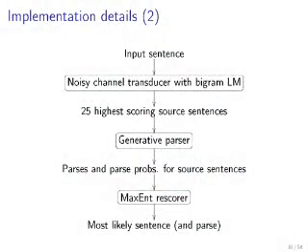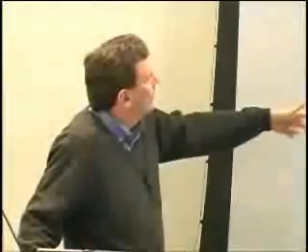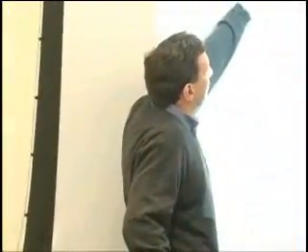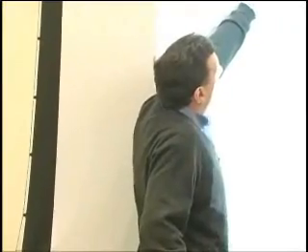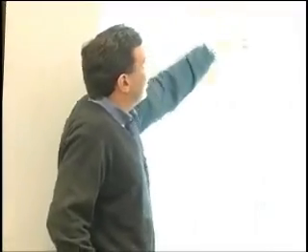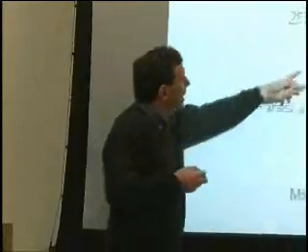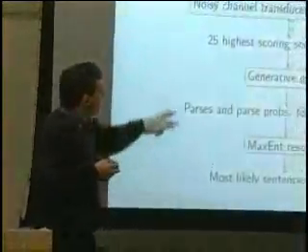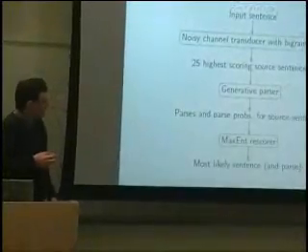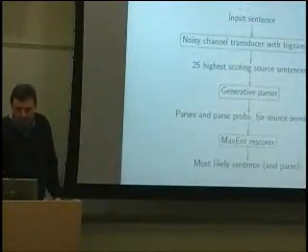So anyway, there's the model. The input sentence is fed through the noisy channel transducer. It turns out that the transducer with a bigram language model can be efficiently inverted, so you can use a dynamic programming algorithm to extract the 25 highest scoring parses. We then parse them all using the generative parser. That gives us parses and parse probabilities, which we feed through the MaxEnt rescorer, and that gives us the most likely sentence and parse.